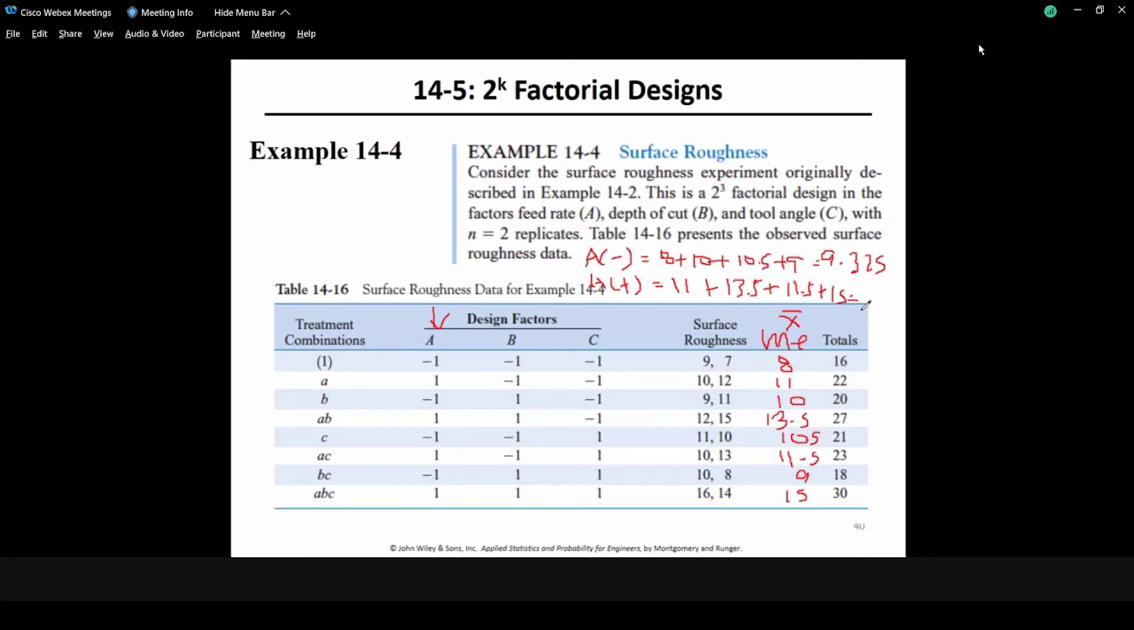9.375 for A negative. For A plus, 11, 13.5, 11.5 plus 15, divided by 2, 20.